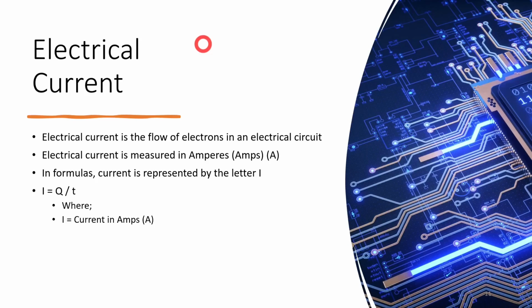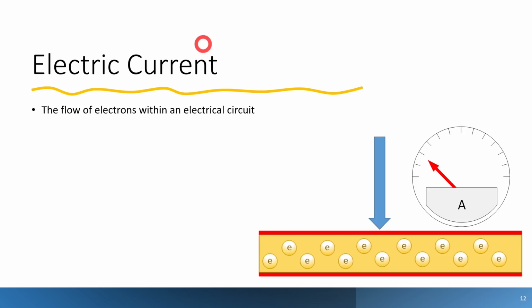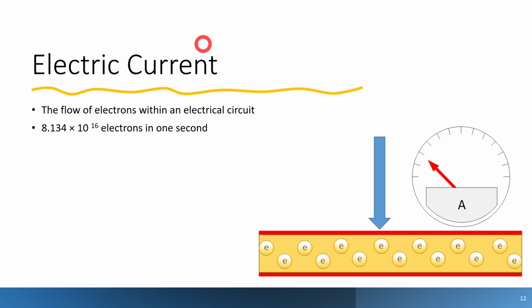So I is our current in amps, Q is our charge in coulombs, and T is our time. In this case, our increment of time is going to be seconds. It's not always seconds in our formulas, but in this particular formula, it is going to be in seconds. So electrical current, let's look at a sample.